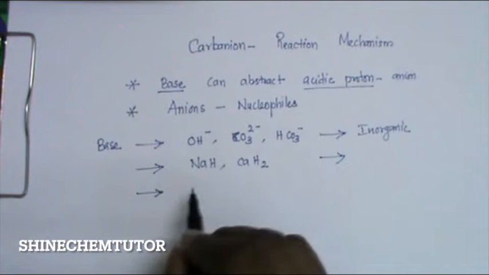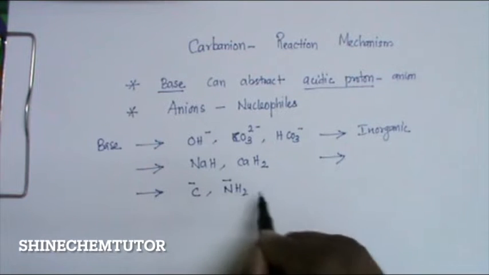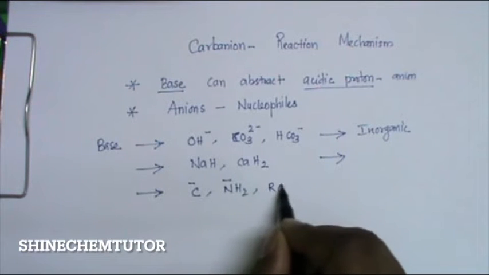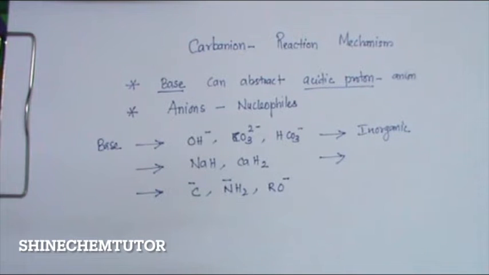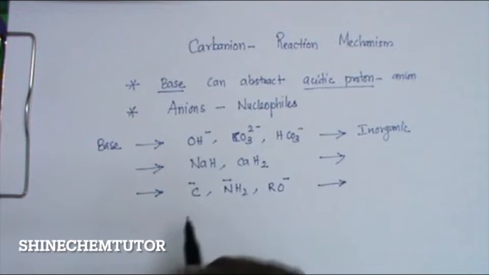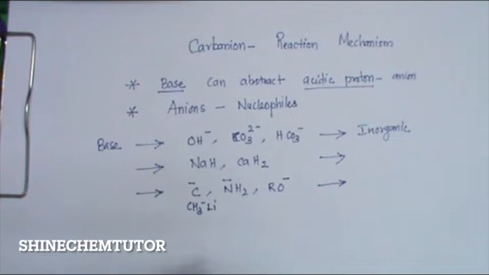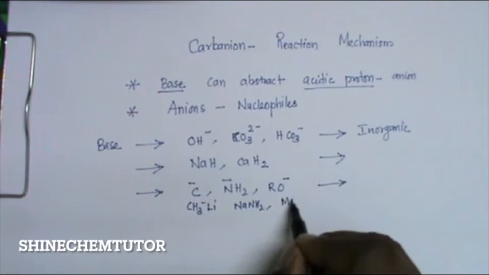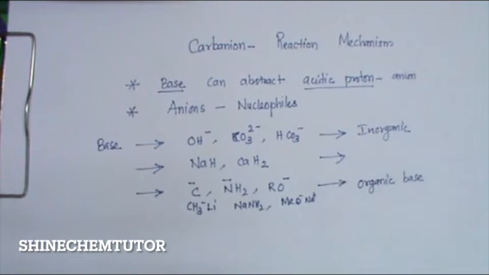The next category is carbanion or metal amide or alkoxide. C minus, N minus, O minus. So they also can act as base. For example, I can go for methyl lithium or butyl lithium, sodamide, sodium methoxide. These are organic bases.